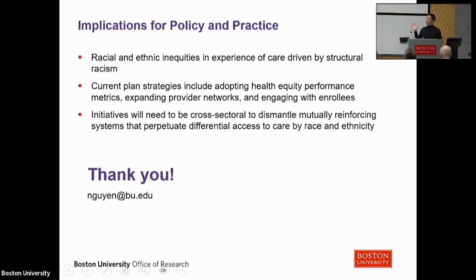I will highlight a few different interventions that are currently in place at the plan level, in these Medicaid managed care plans, that are somewhat informed by these findings and these within plan effects. Some plans are adopting health equity performance measures. Some are expanding their provider networks to be more culturally and linguistically inclusive, and some are trying to use this data to more directly engage with enrollees from minoritized groups. I think this is very promising and one important way in which we can apply this health economics lens to health inequities. I will note, however, which I hope ties a lot of this work together, that I hope these initiatives are ultimately cross-sectoral, because it is important to dismantle these mutually reinforcing systems that perpetuate this differential access to care by race and ethnicity.